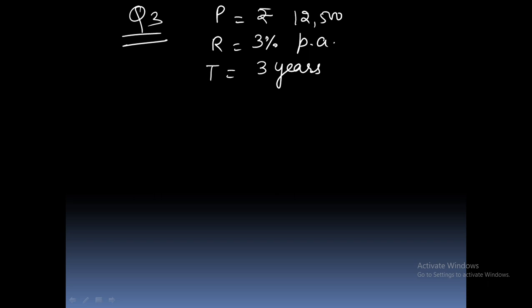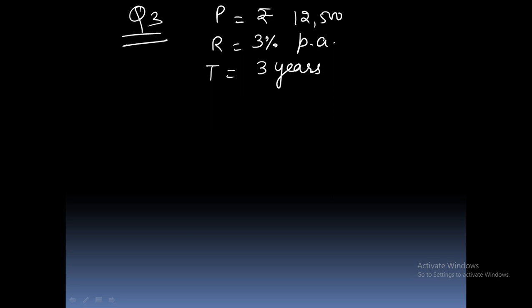In this question, Favina borrows rupees 12,500 at 12% per annum for 3 years at simple interest. And on the other side, Radha borrows the same amount for the same time period at 10% compounded annually. Who pays more interest and why, how much?